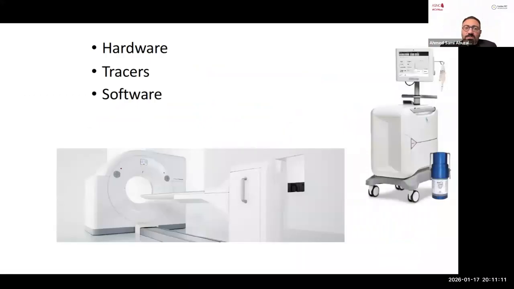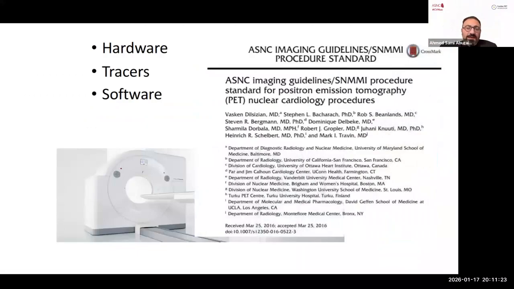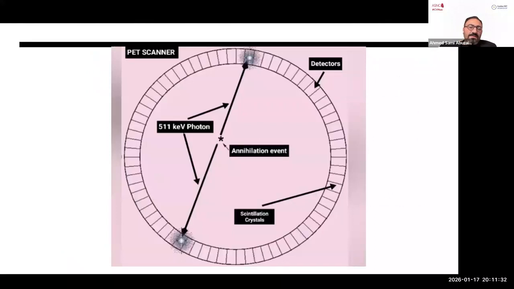When we think about cardiac PET, as with any PET CT, we have hardware, we have tracers, we have software, and you are all experts in this. This is from our ASNC guidelines back in 2016, which are under development right now and will be updated soon. We all know cardiac PET has superior imaging quality because of the annihilation event, where the photon has an annihilation event with high energy of 511 keV. We pick that up on detectors, and these detectors later display the nice images.